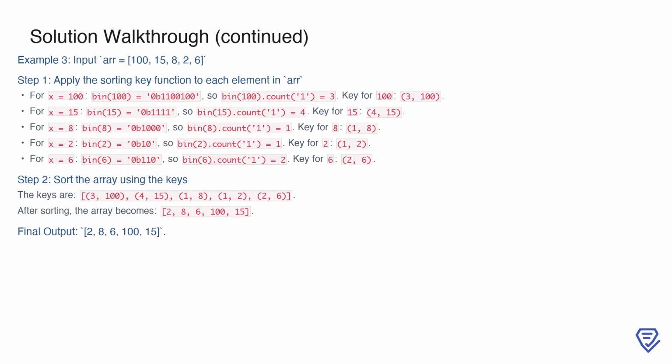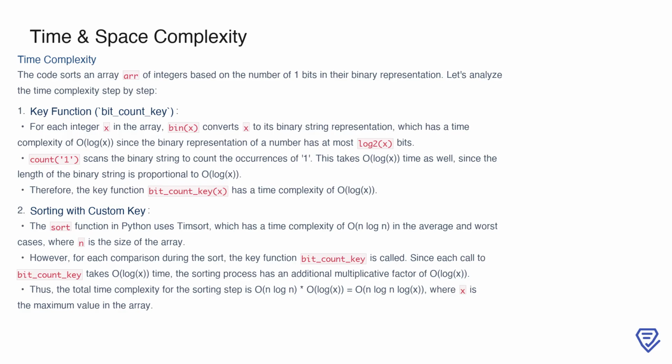Once we have the keys, which are 3, 100, 4, 15, 1, 8, 1, 2, 2, 6, we sort the array using these tuples. After sorting, the array becomes 2, 8, 6, 100, 15, which is the desired output for this example. In this problem, we sort an array of integers based on the number of 1 bits in their binary representation.